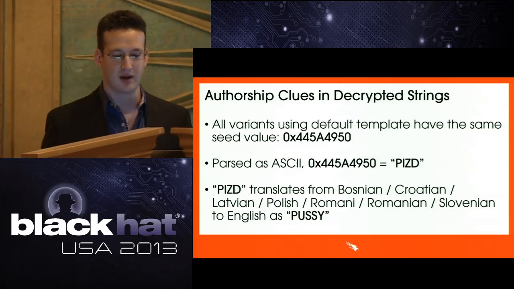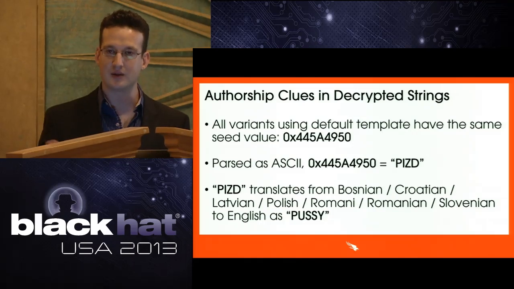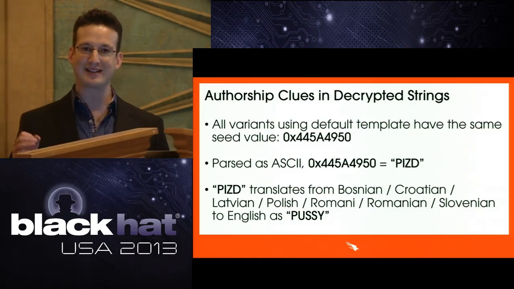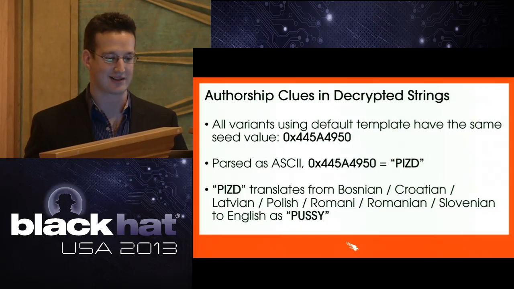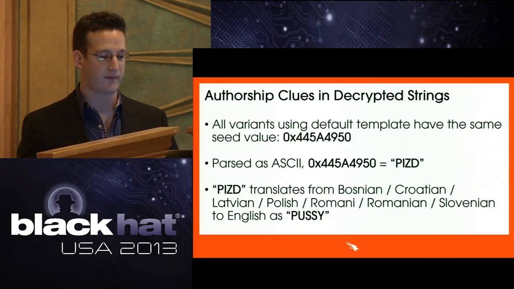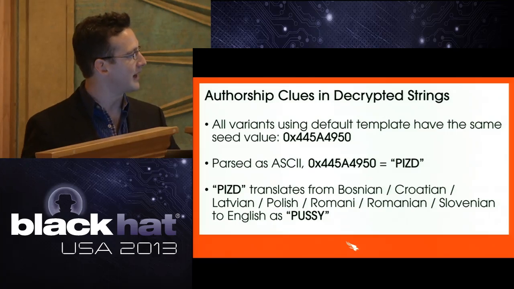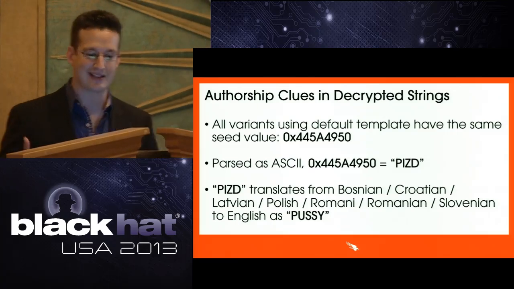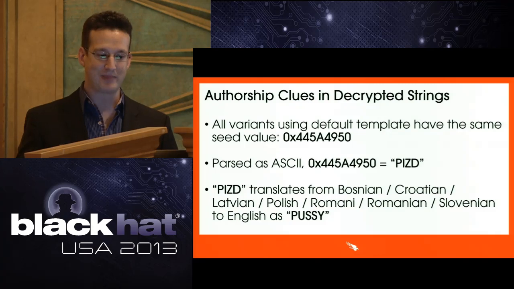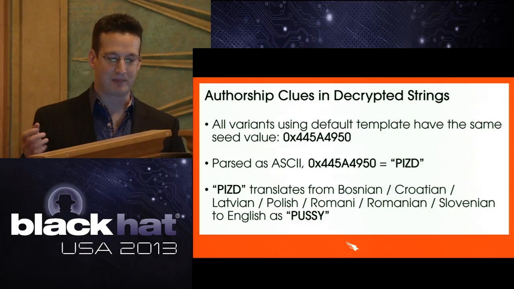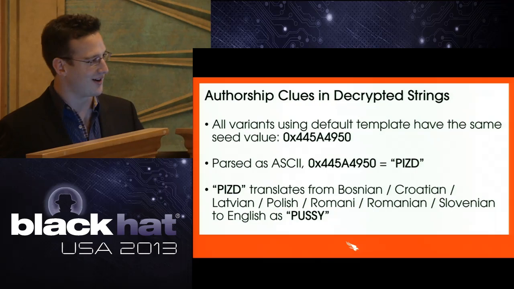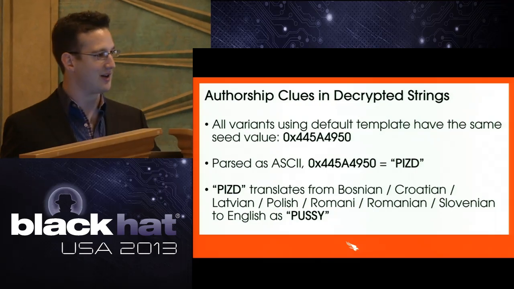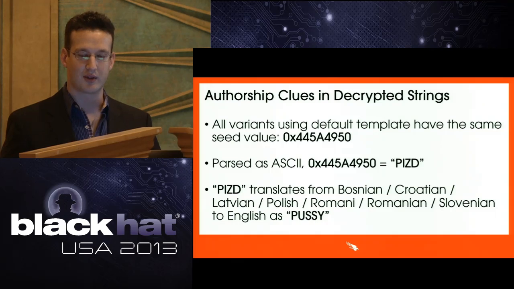It turns out that all variants using that template have the same exact seed value. It's not randomized. They all use the seed value 445A4950. And if we try to parse that as ASCII, we get the word "peased". Now, "peased" is a relatively common word in Eastern Europe, and actually in many languages, it translates to the word "pussy."